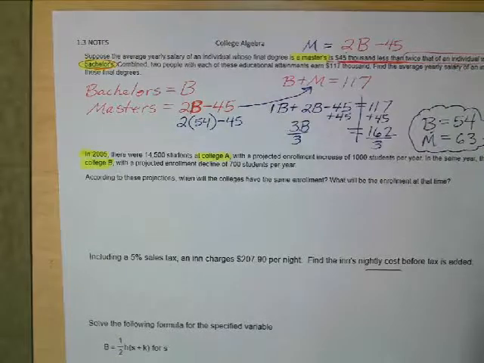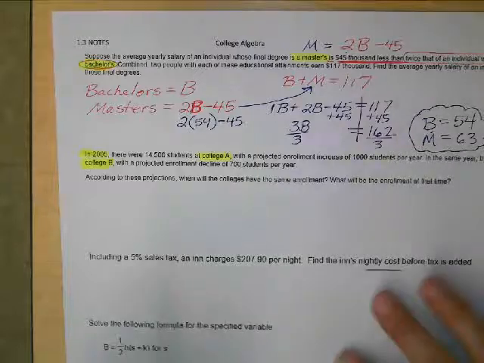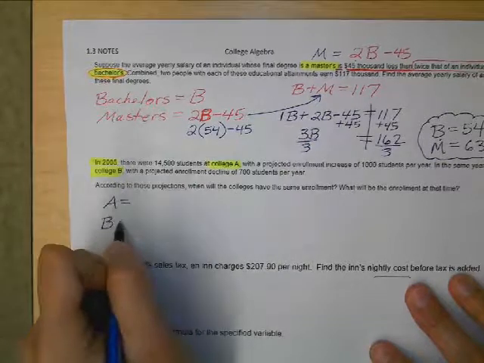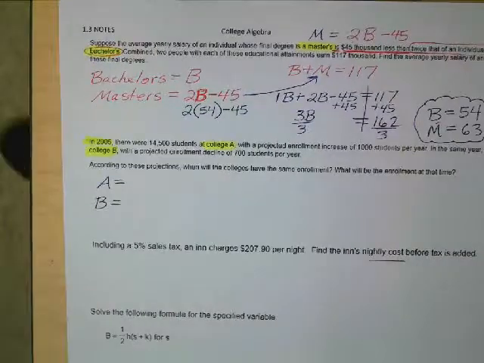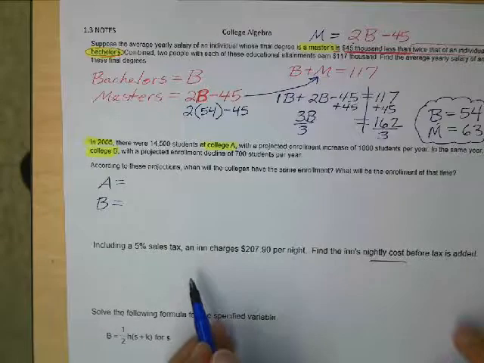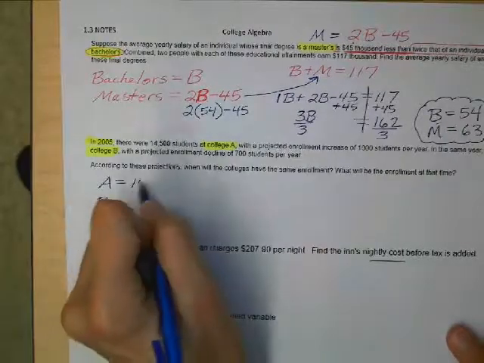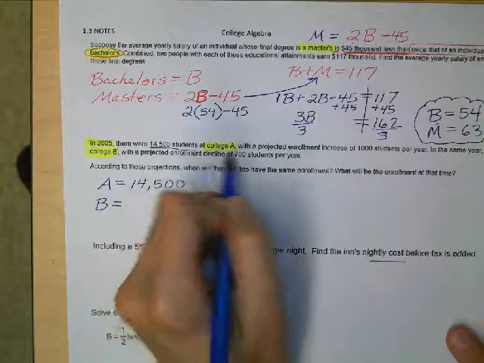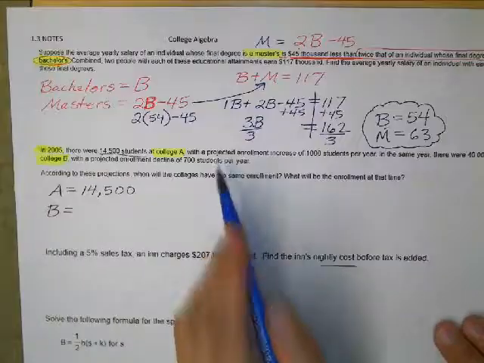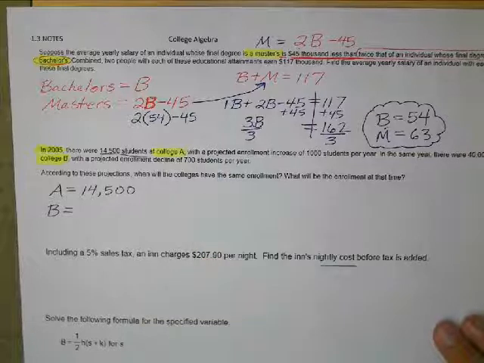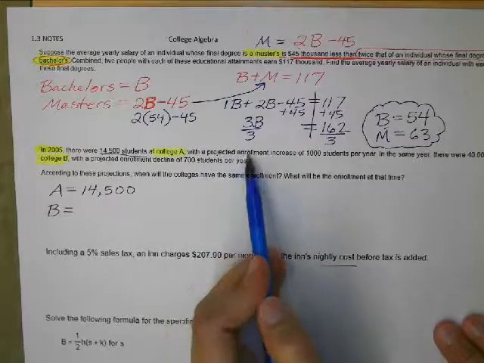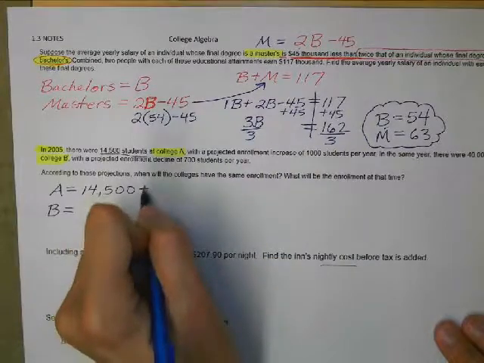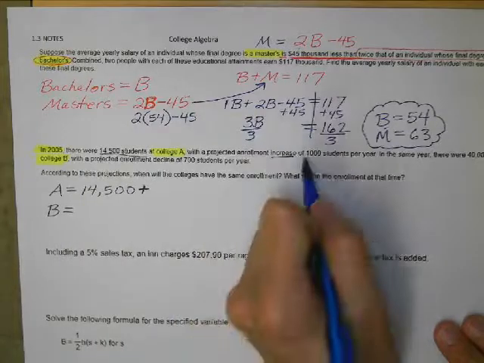So when you do your homework, you're just going to have to take your time and read these things through. This one's talking about College A and College B, and we need a little formula for each one. So College A, they said there were 14,500 students at College A. It says it right up here. But then they're talking about in the future, over the years, they have a projected enrollment increase of 1,000 students per year. So they think their enrollment's going to go up, increase, like go up by 1,000 students per year.